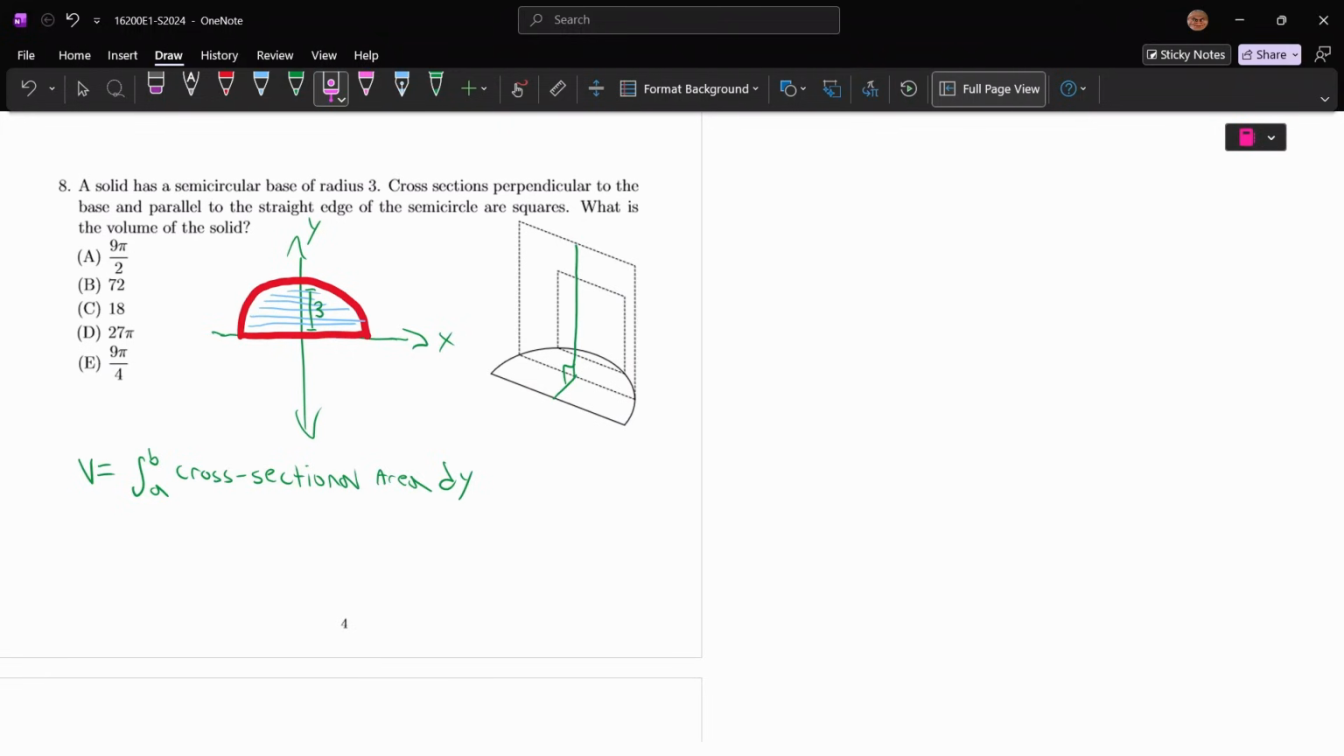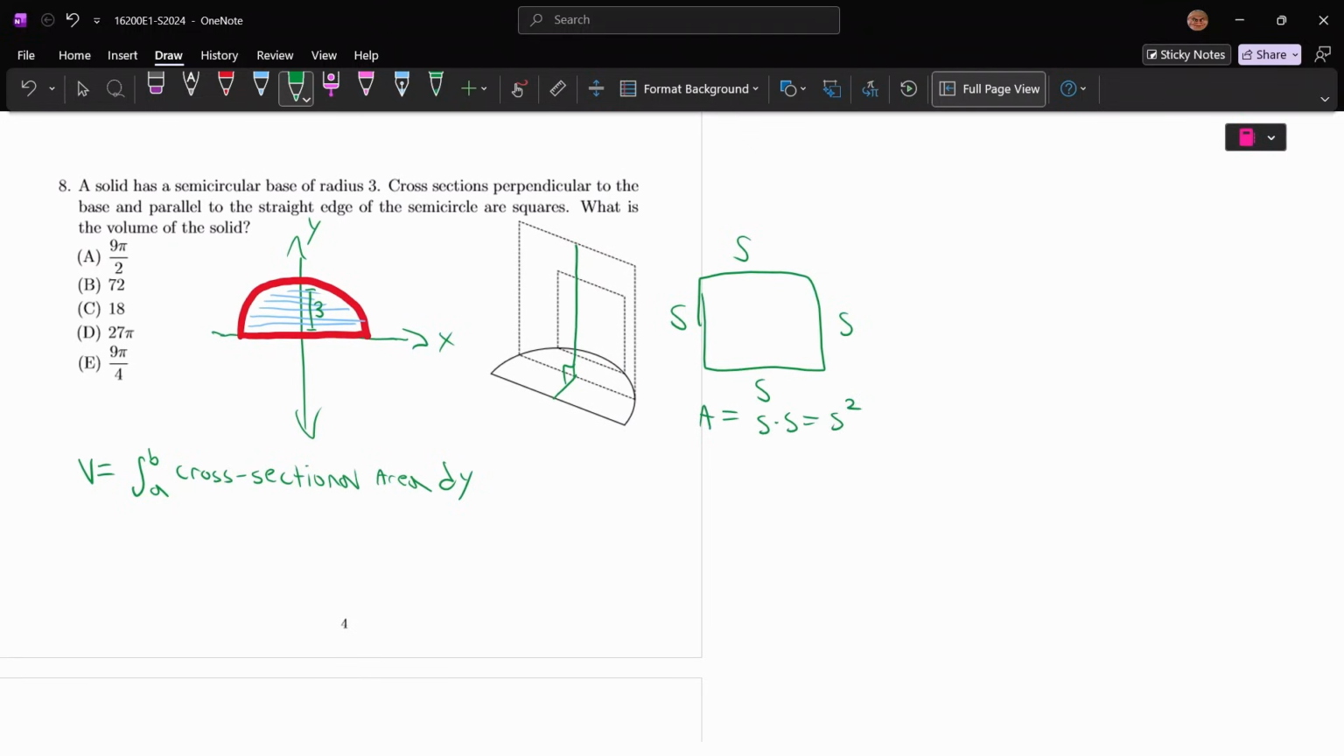So in this question, it tells us that the cross-sections are going to be squares. As you can see here, cross-sections perpendicular to the base and parallel to the straight edge of the semicircle are squares. And so for the cross-sectional area, we can just use the formula to find the area of a square. With a square, you'd have sides that are equal to each other, so s, s, s, and s. So the area in this case should be equal to s times s, or just s squared.